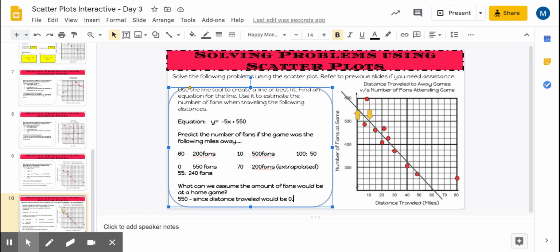Okay, and then the last question was at a home game the distance traveled would be 0 miles. That means you're staying at home. So that would just correspond to the y-intercept of 550 fans.